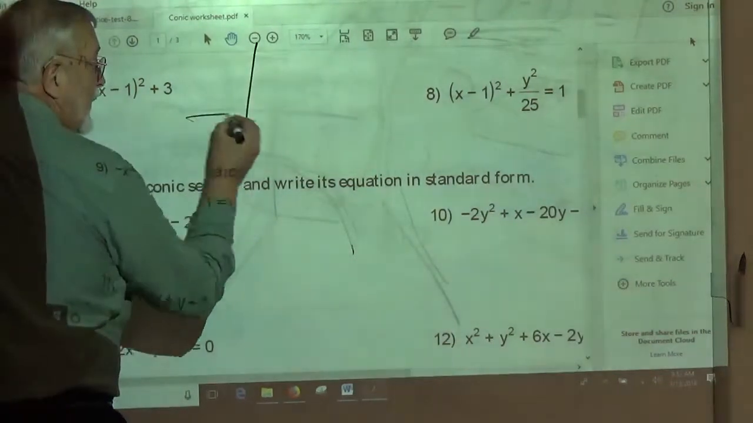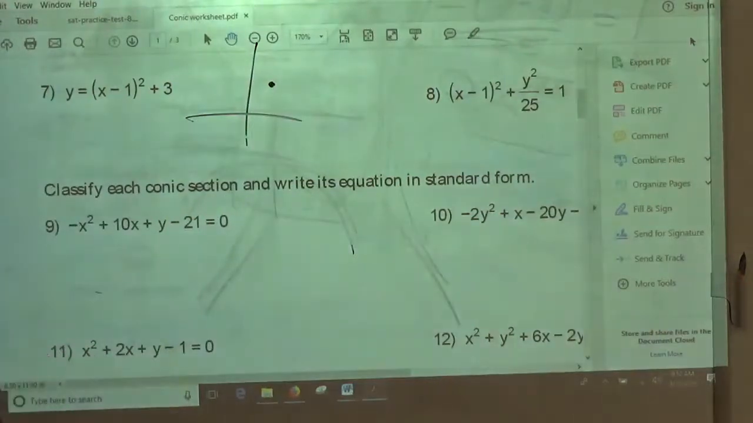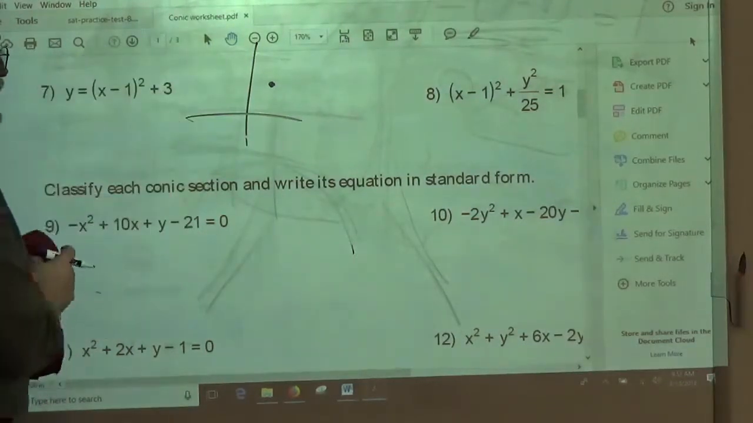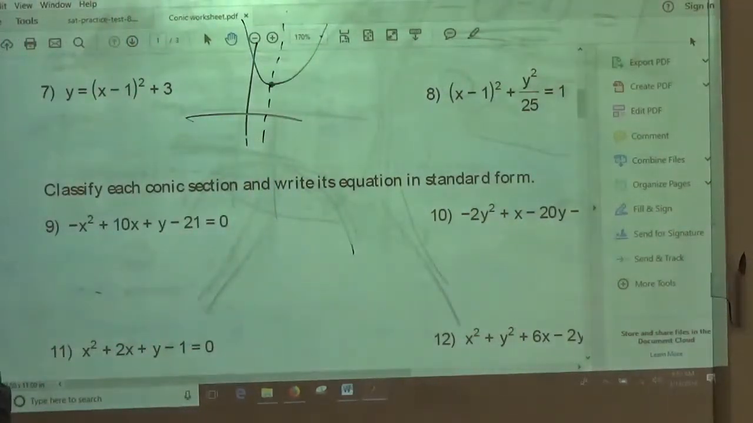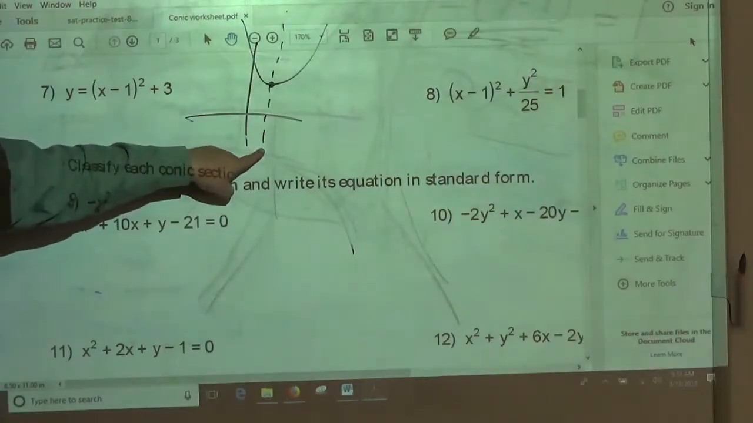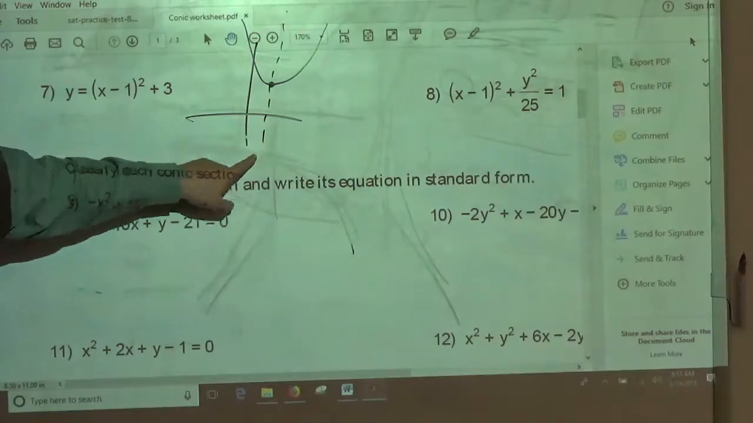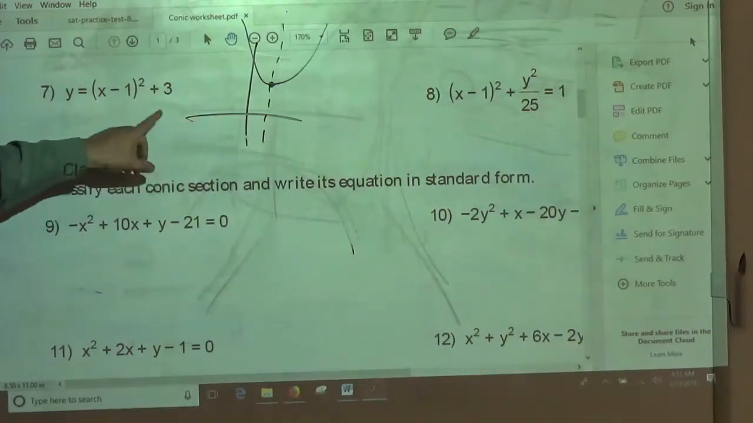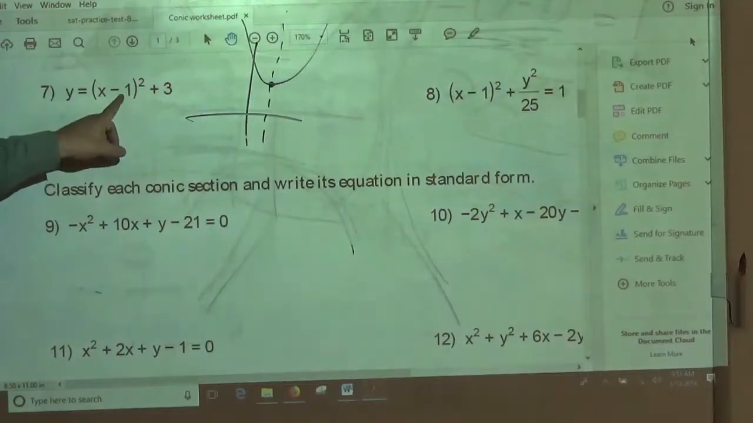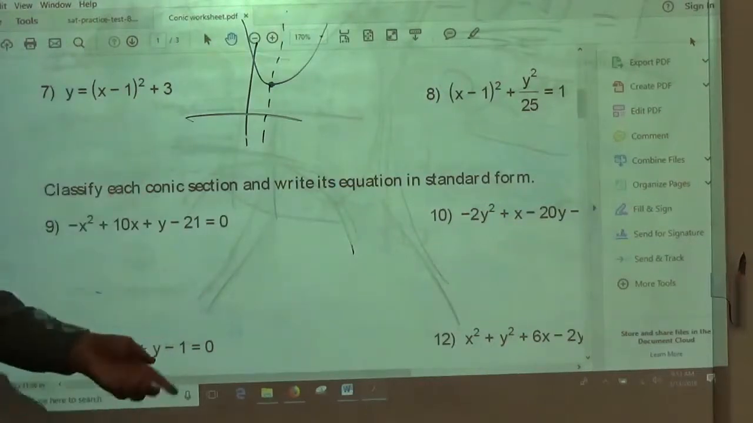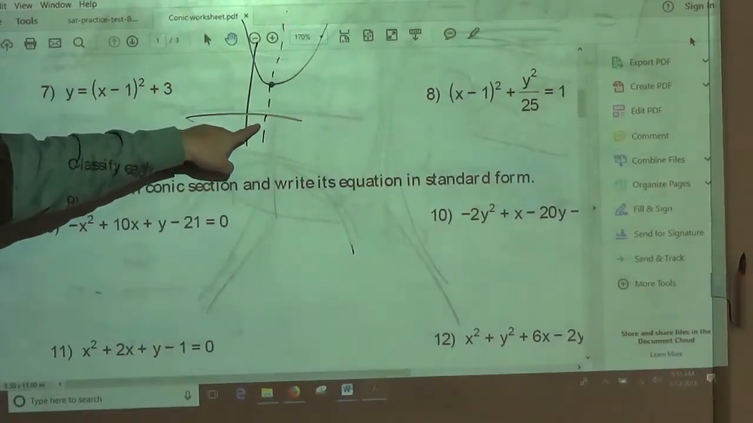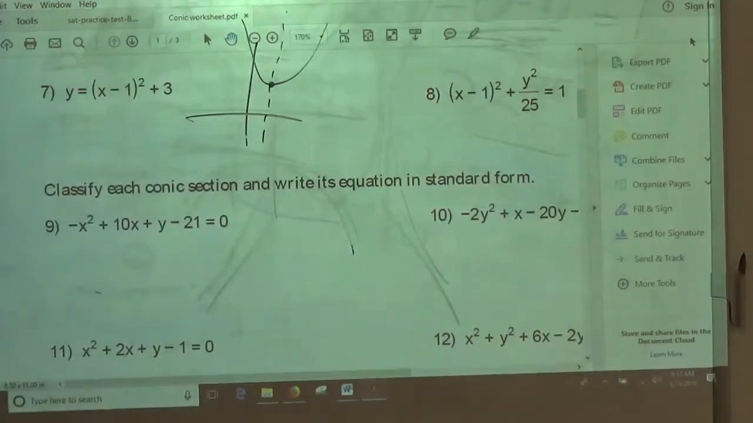So at 1, 3, that's my vertex. Which way does it open? It opens up because this is positive. And the y ends up being something like this. And if you remember, negative b over 2a is the x value of the line of symmetry. If you were to multiply this out, negative b over 2a would have been negative 2 over 2. So the opposite of that is 2, and 2 over 2 is 1. And so that's where that would be. X is 1.